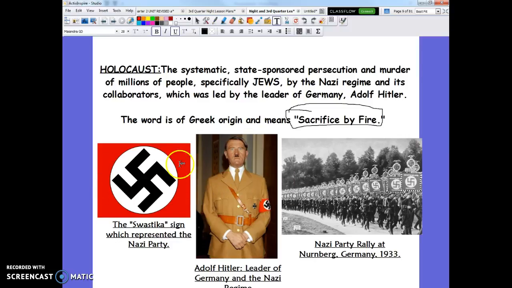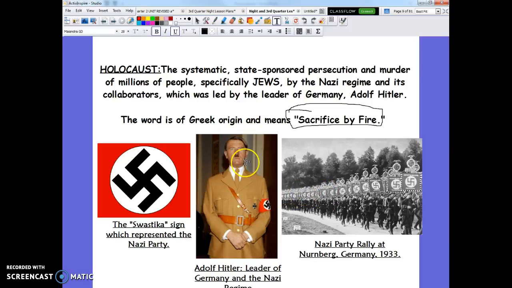The swastika, which I attempted to draw on that first slide. This was the symbol that represented the Nazi Party, and it actually used to mean the word peace. But obviously, through the use of how the Germans utilized it here, it no longer means that and is actually a tainted symbol that has a lot of negative connotation built in.